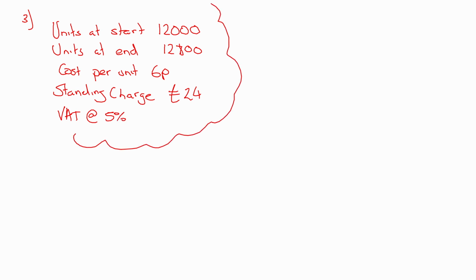So here's what we do. We start by working out how many units we used in the billing period, normally a 3-month period. In other words, how much has this gone up during this bill? So we're going to do 12,800 take away 12,000. So we have used 800 units in this billing period.